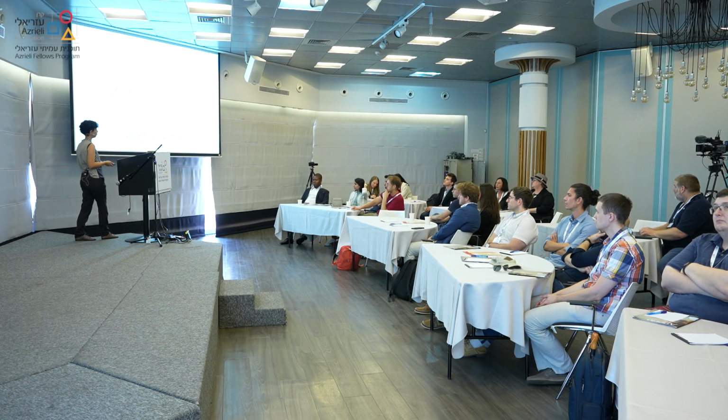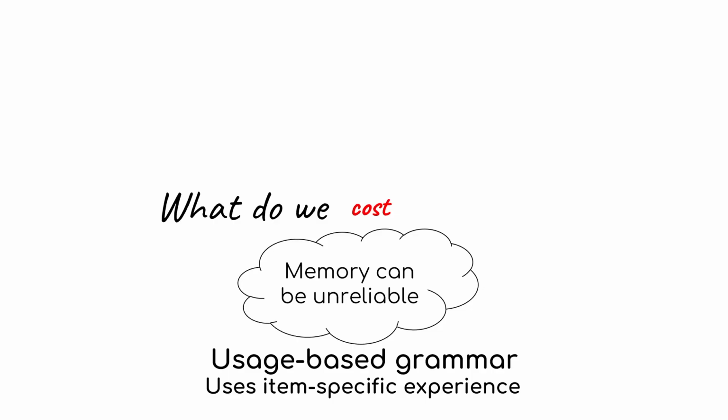So how does this item-specific experience work? Does it mean we have to remember the exact sentences that we heard before or read before? Do we count the number of occurrences for each word in our language? What if our memory isn't accurate enough for that? This is a challenge for the item-specific experience approach, which comes out of the usage-based grammars.